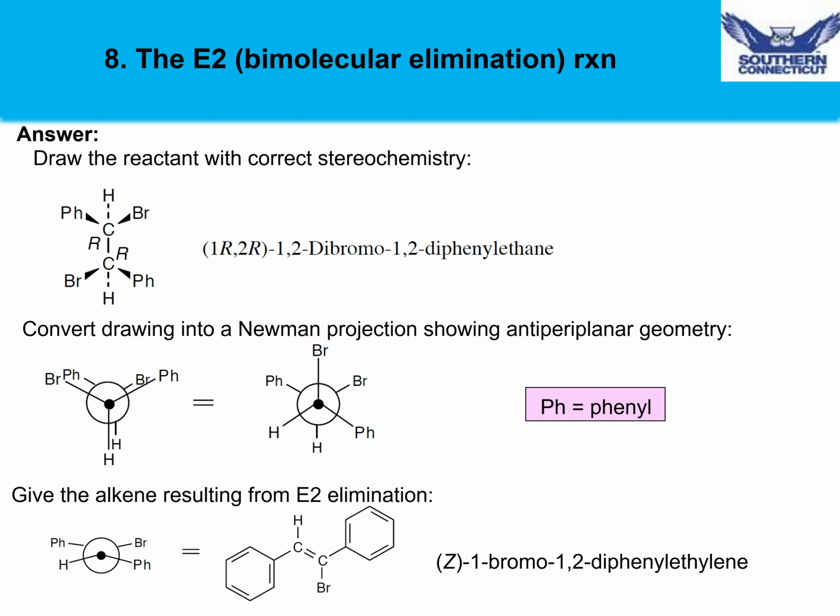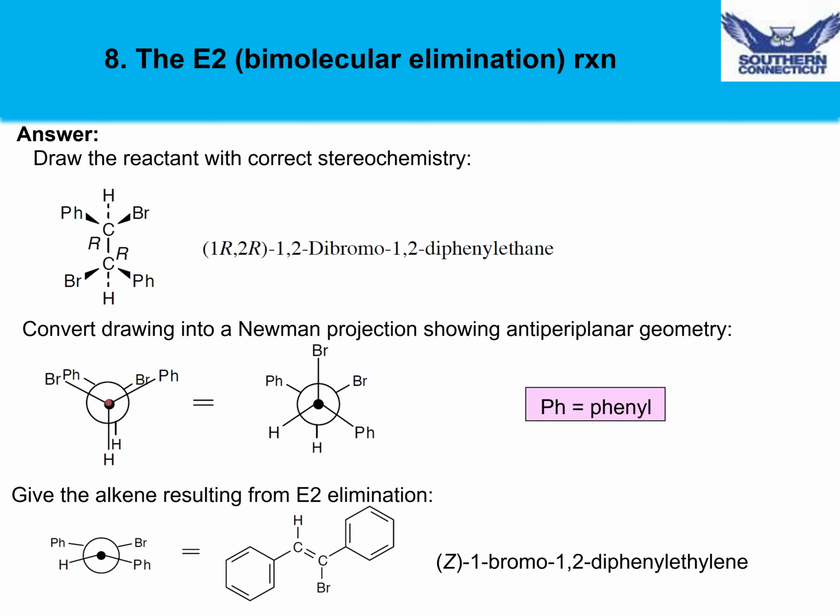So to answer this question, we want to first draw our reactant with the right stereochemistry. As you can see here, we have a carbon that has a phenyl group and a bromine group. This is already in R stereochemistry, and this carbon has the same R stereochemistry as well. Then we want to take this compound and convert it into a Newman projection. If we were looking at this molecule through this carbon to carbon bond, we would get a Newman projection.